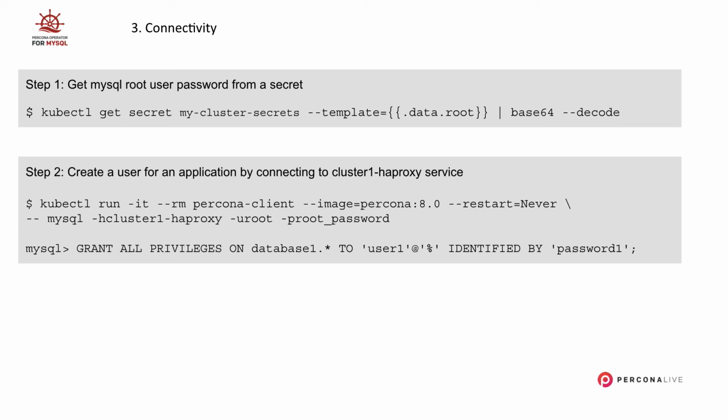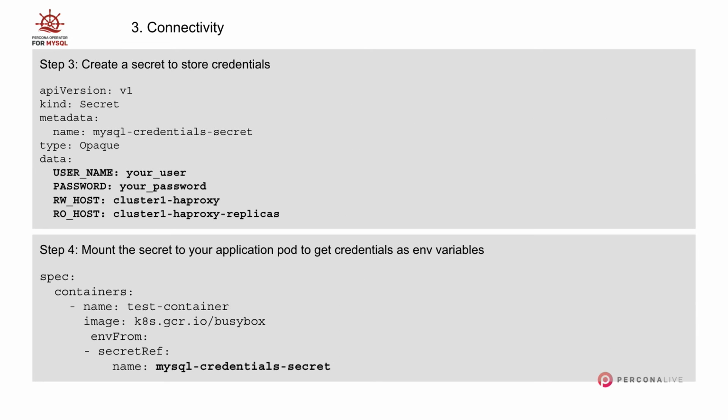Moving back to the Operator, we deployed our passwords in a secret. So we either remember our passwords or we can retrieve them from a secret because they are there. They're just base64 encoded, so it's pretty easy. And then we need to create a user for our application that is going to use our Operator-deployed cluster. We can connect, for example, by deploying a temporary container with the MySQL client, as I presented here, and I'm connecting with the root user in order to create some user that will be used later on by the application.